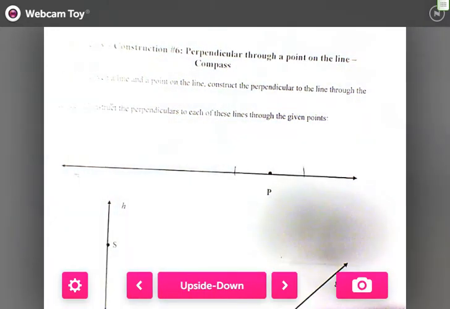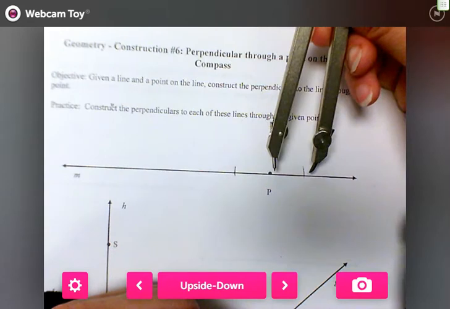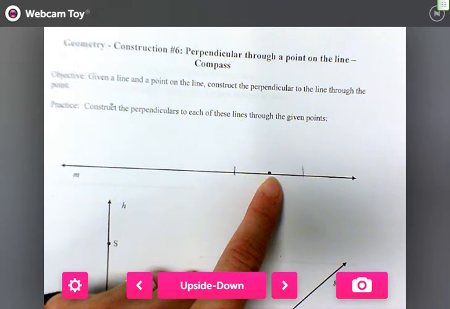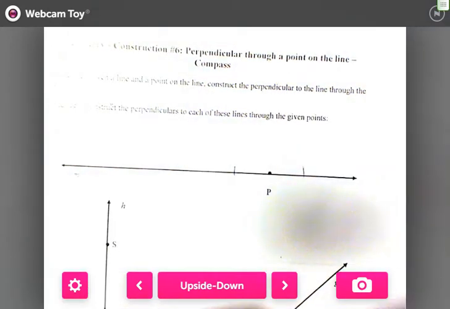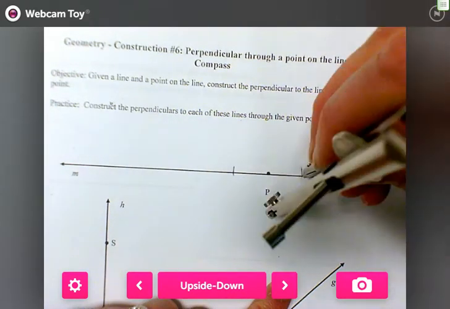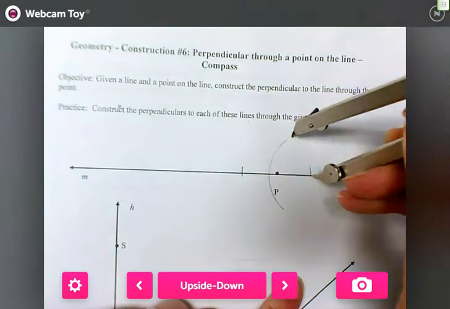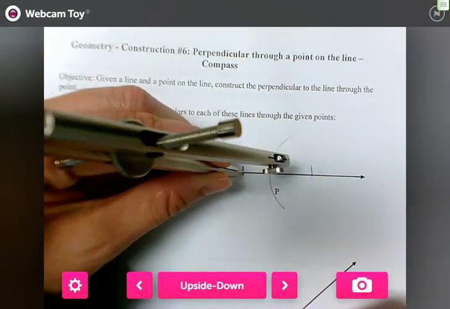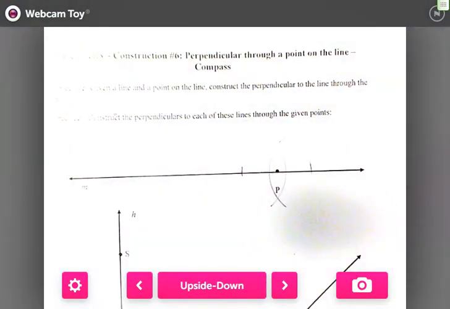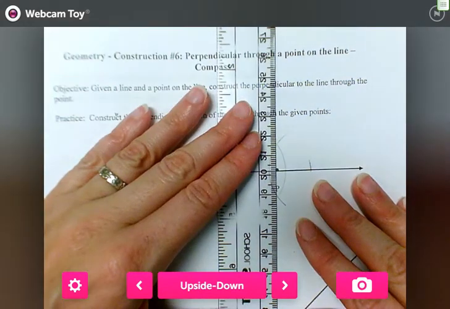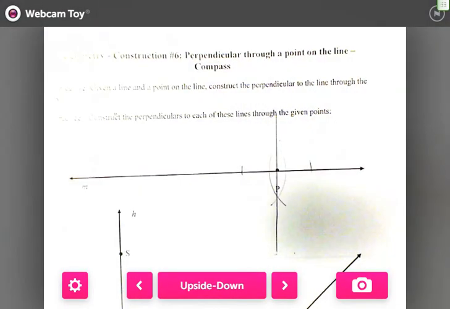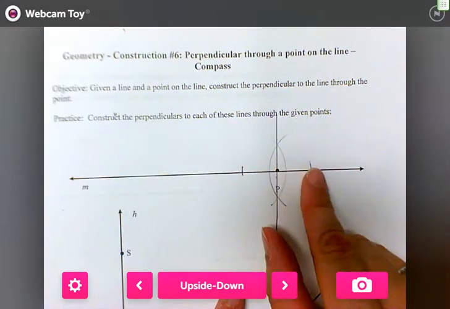So it doesn't really matter how big you make it. I made mine smaller because I didn't want the arcs to be too big, but I made sure that P is right in the middle. Okay? Now when I do this, I am going to make sure that I put my pointy end on this intersection and draw an arc. And then I'm going to put the pointy end on this intersection and draw an arc. Then I'm just connecting those lines again. So it's the exact same as what I just did last time, except I had to measure and figure out how to get P right in the middle.